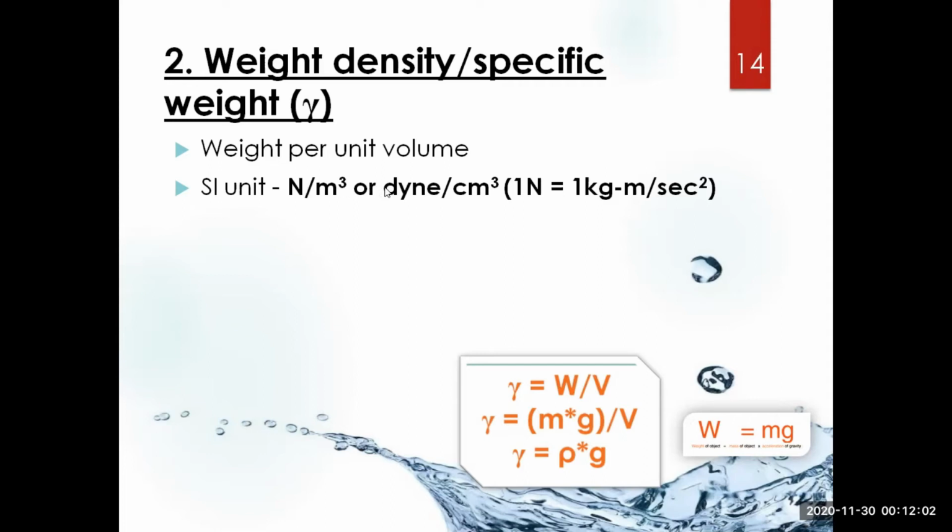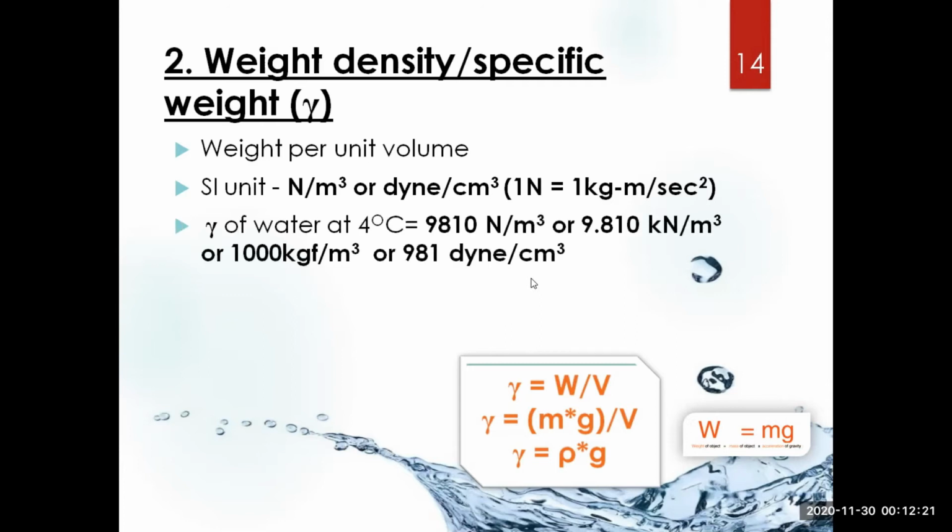In terms of the CGS system, it is dyne per centimeter cube. And here, 1 Newton is equal to 1 kg meter per second square. As I told, the standard value of the weight density of water is 9810 Newton per meter cube at 4 degree Celsius, or it is also written as 9.81 kilonewton per meter cube, or 1000 kgf per meter cube, that is kilogram force per meter cube, or 981 dyne per centimeter cube. So you may get confused, just remember the one unit, that is 9810 Newton per meter cube.